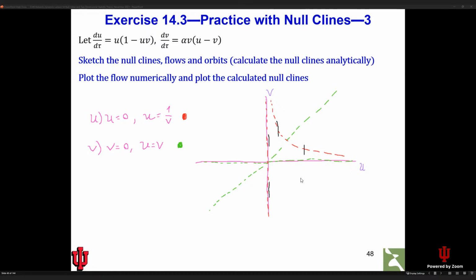Isn't it? Wait. Question? Like this? Weird. Okay, it makes sense. That's fine. And so what about on the V Null-Cline? Okay, good. All right. So that's a proposal.